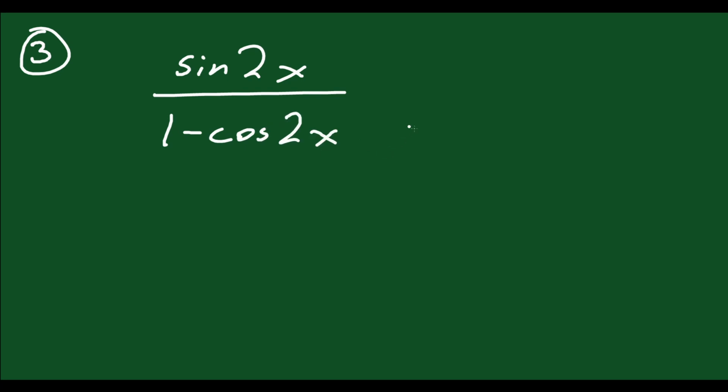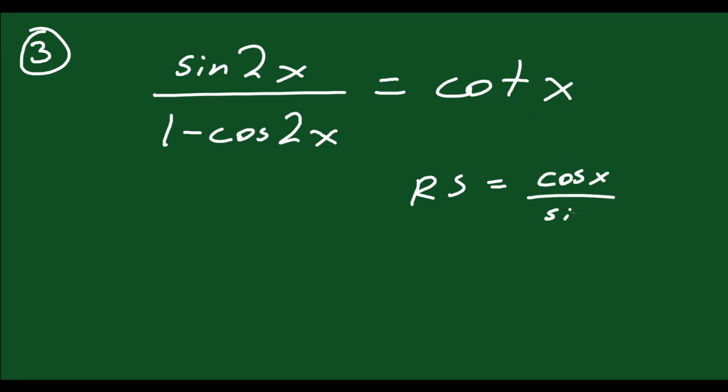Number 3. I have sine of 2x divided by 1 minus cos of 2x, and that's going to equal cotangent of x. Okay, so on the right-hand side, I'll do this one properly. I'll do each side on its own. So right side, I can change that to cos x over sine x.